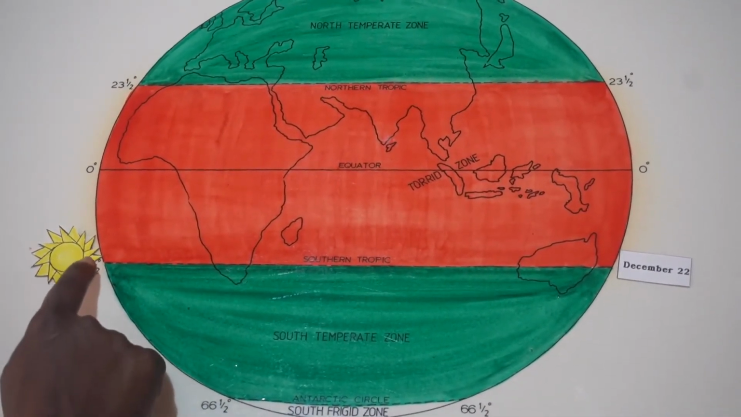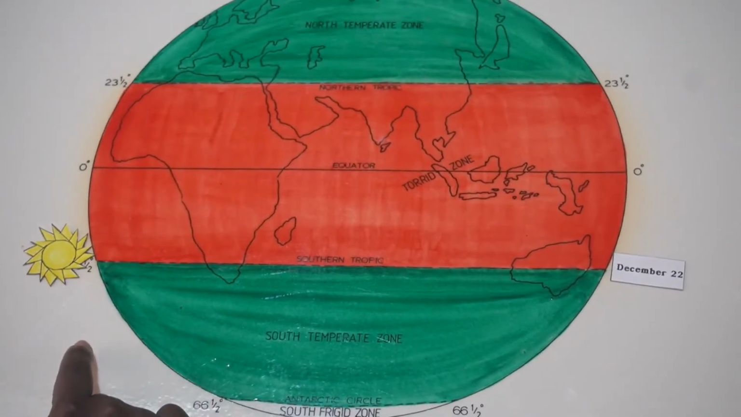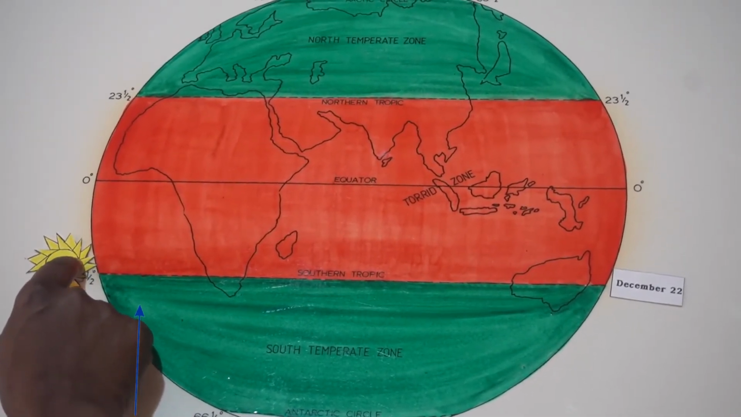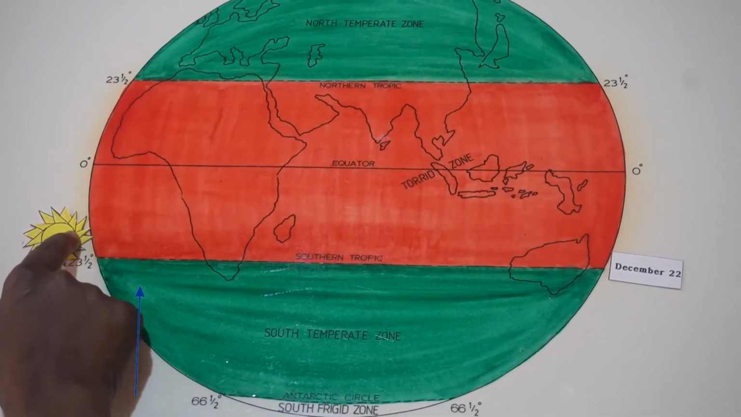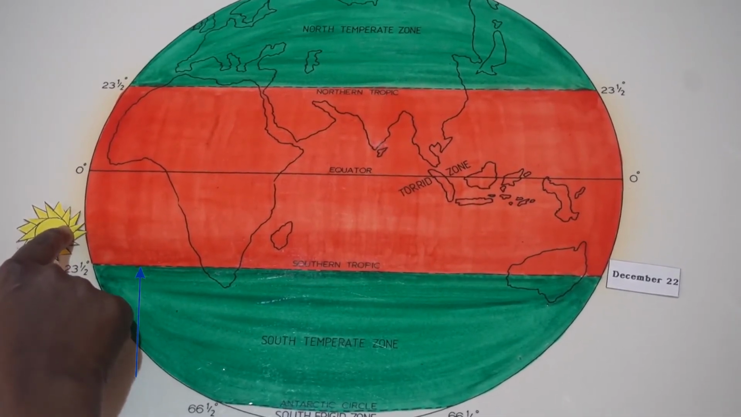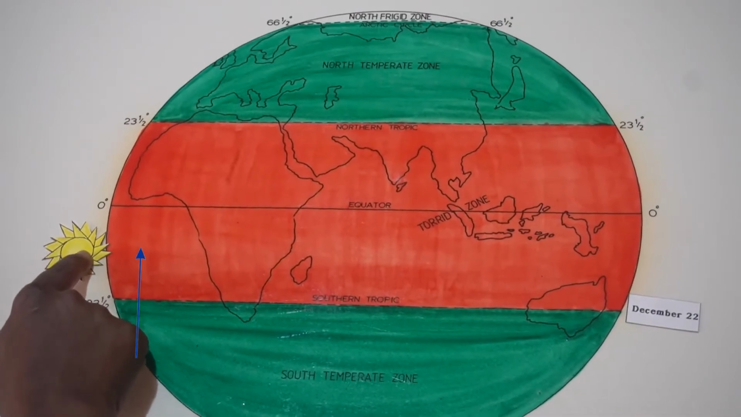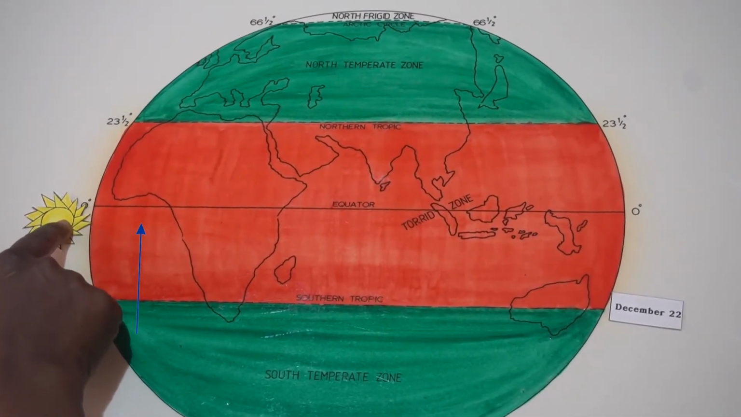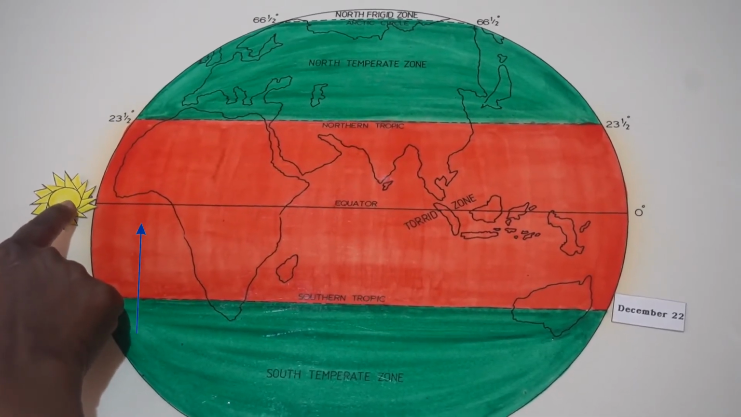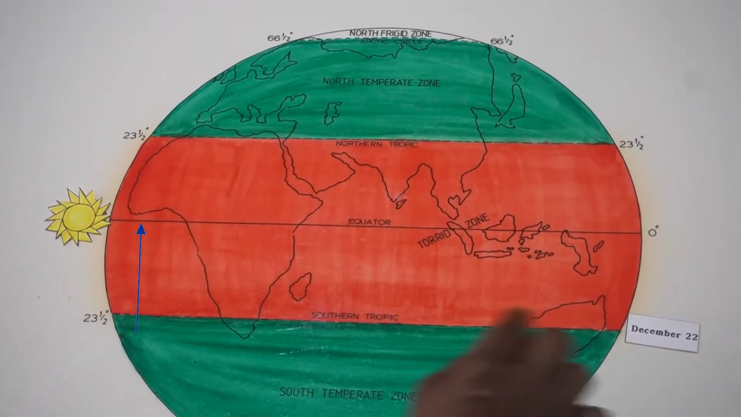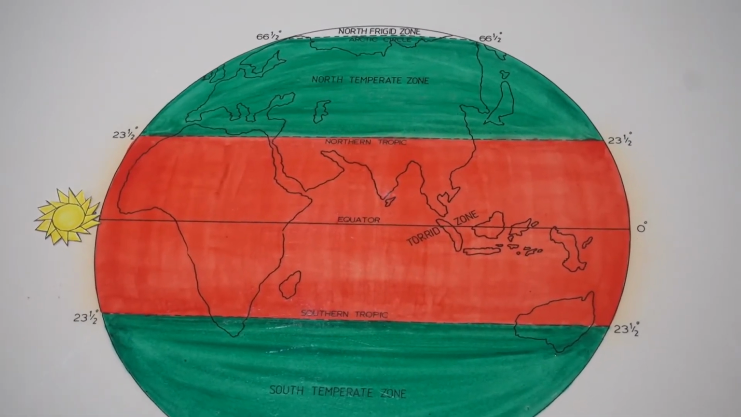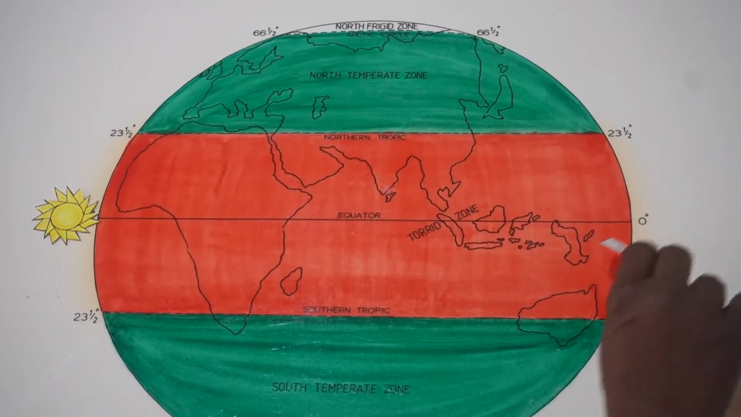And then the perpendicular rays cannot go further south. What do they do? They begin to go towards the north, going up towards the north until they get back to the equator. And then we know that that is March 21st.